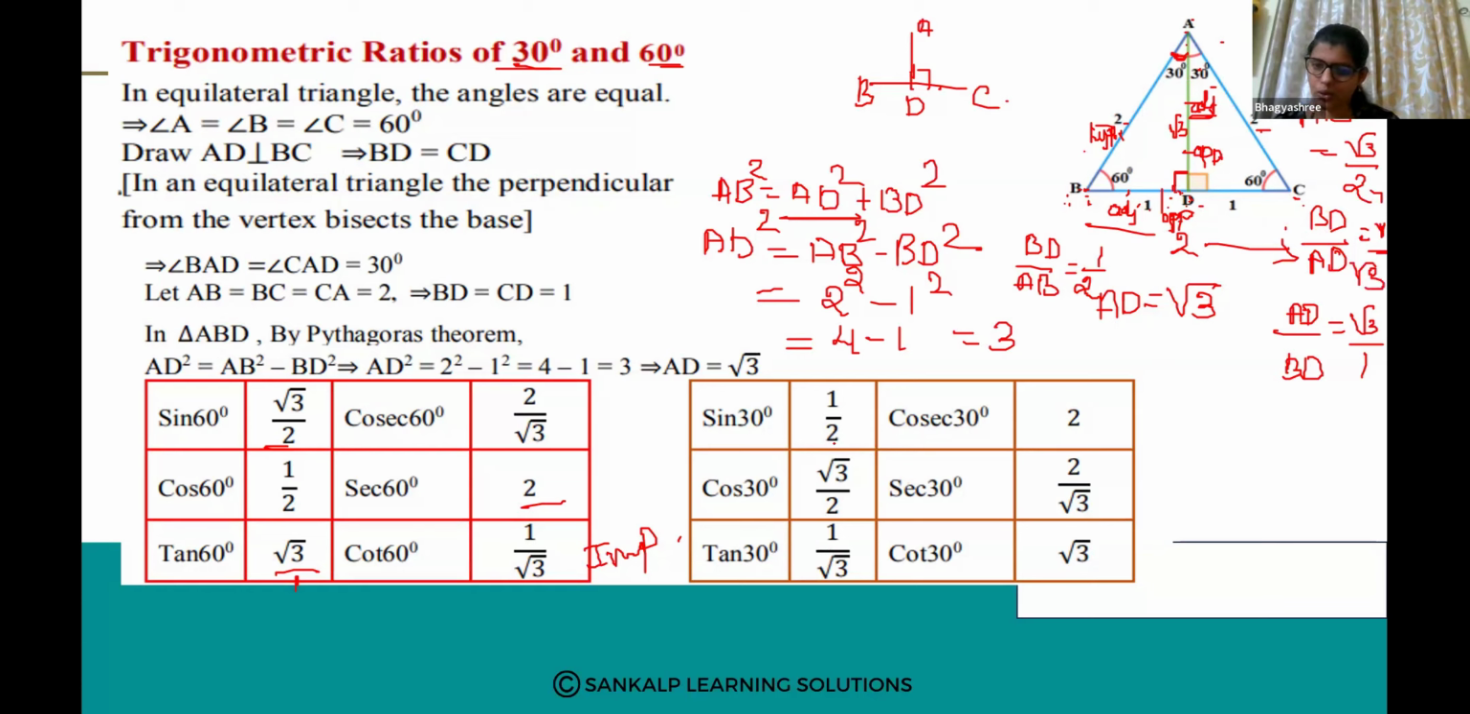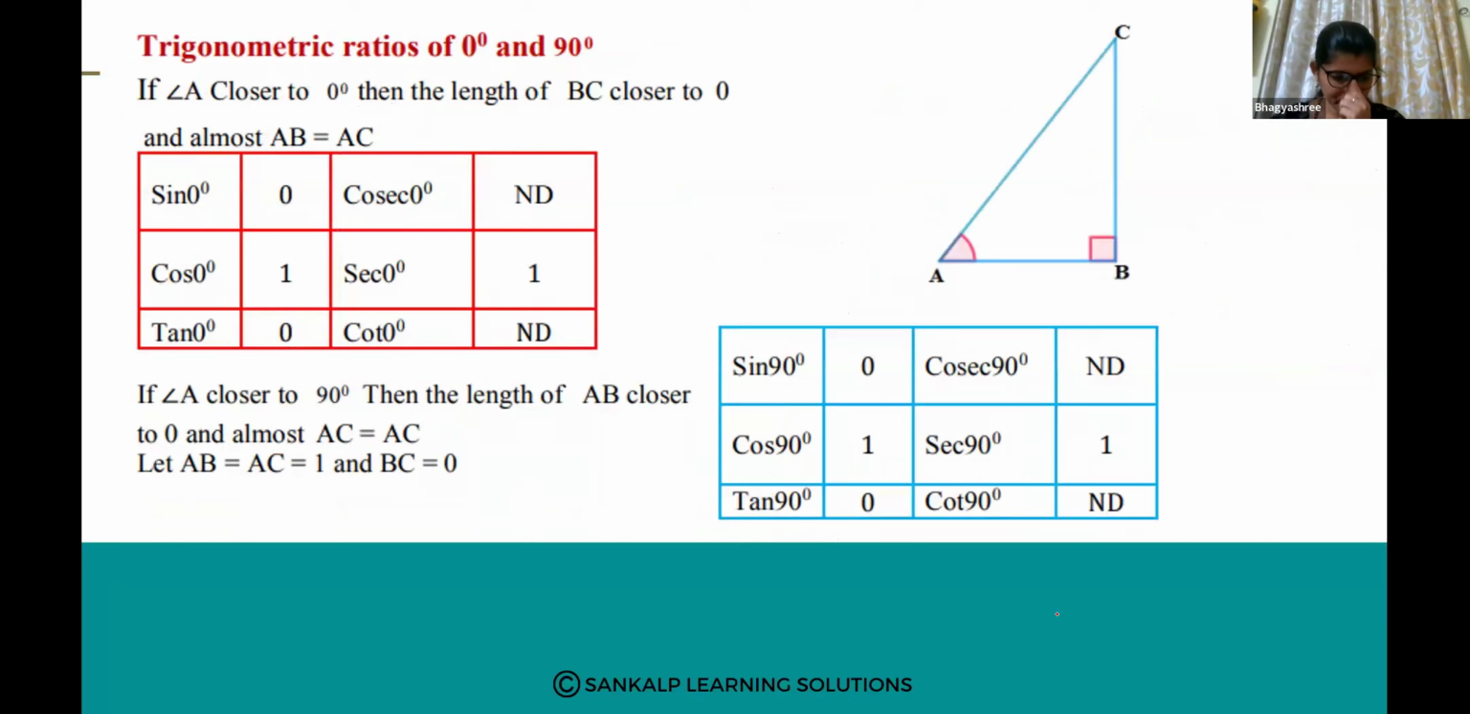Next, the reverse of 1 by 2, that is equal to 2. This is cosec 30 degree. Sec 30 degree is 2 by root 3. Cot 30 degree is root 3. So this chart is also very, very important. Right? Next one.